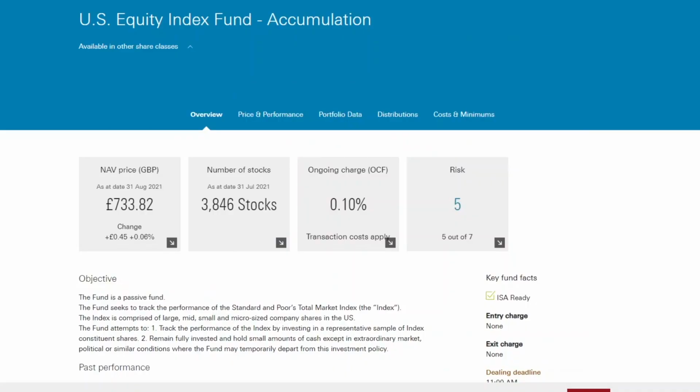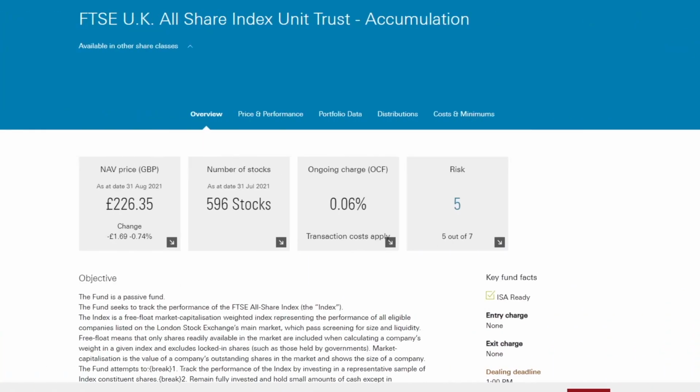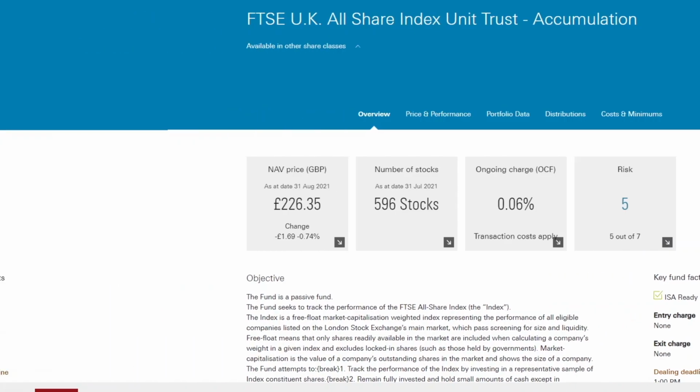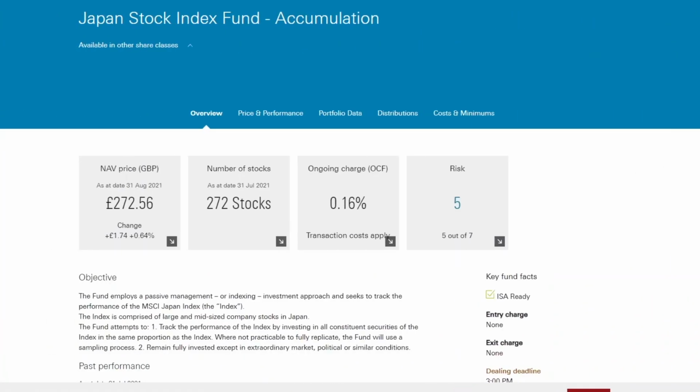However, the developed market side of things is actually broken down into 5 different funds. We have the US Equity Index Fund to cover the US allocation, then the FTSE Developed Europe excluding UK Equity Index Fund, coupled with the FTSE UK All Share Index Unit Trust to make up the European allocation. Then we have the Pacific excluding Japan Stock Index Fund, coupled with the Japan Stock Index Fund to make up the Pacific allocation. So this combination of funds can be put together to make up a global portfolio.